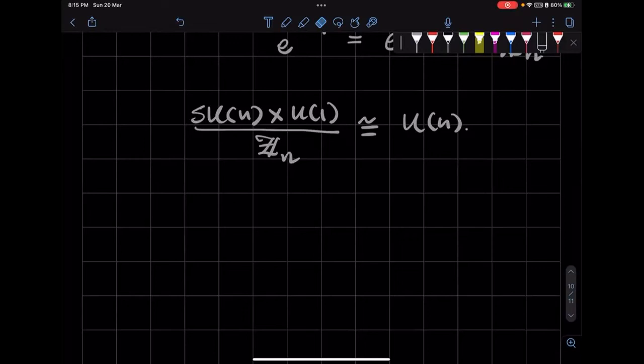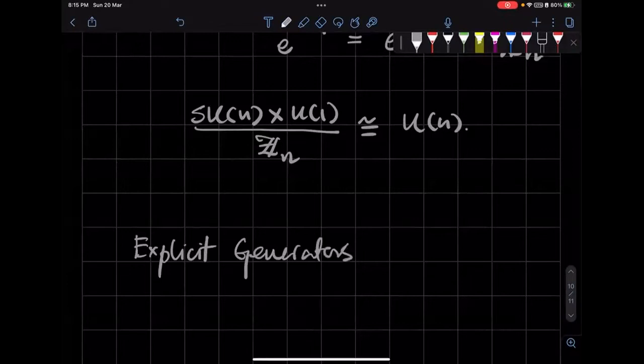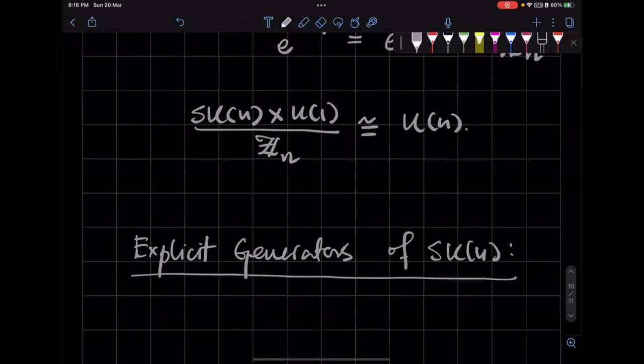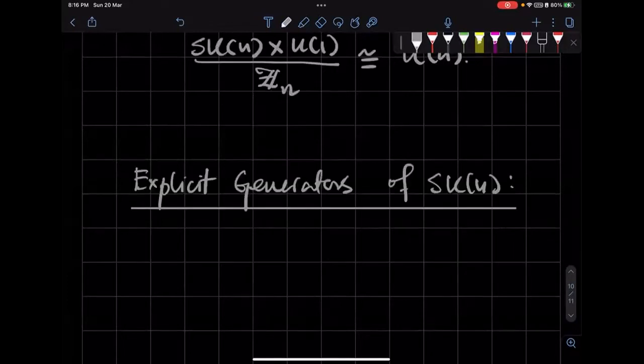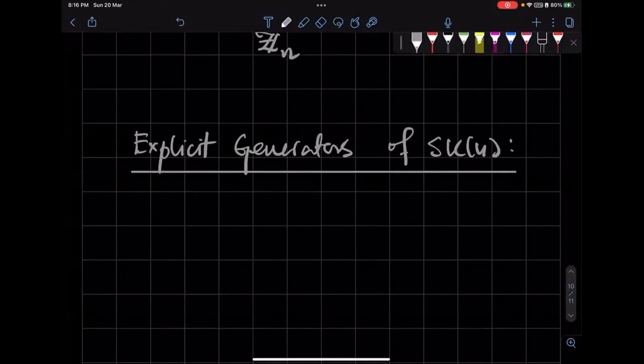So let's look at the generators of SU(N), the explicit generators. And this is a choice that is consistent with the properties that we derived. There are other choices as well, okay? So it doesn't have to be exactly this. This is the choice that I came up with, say.